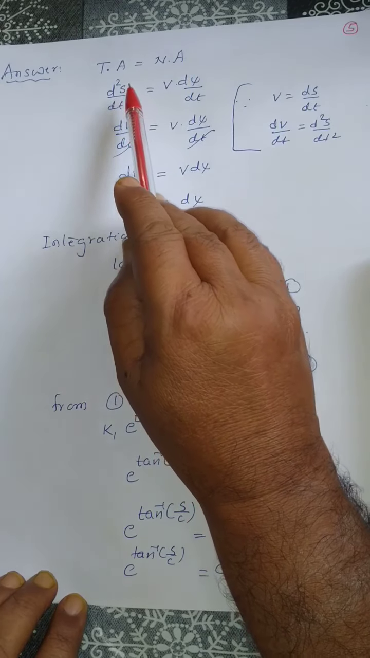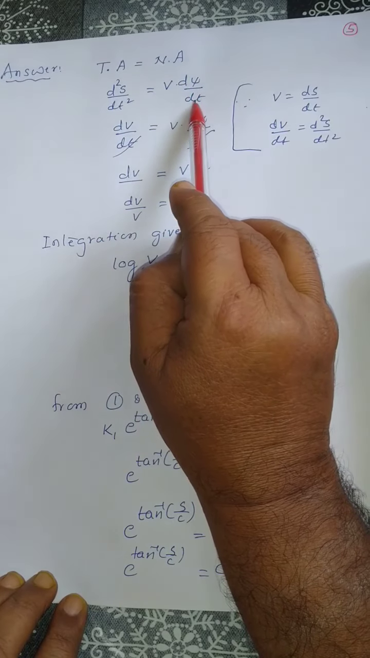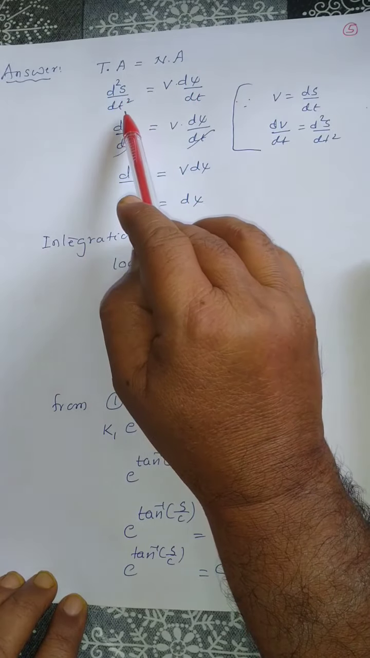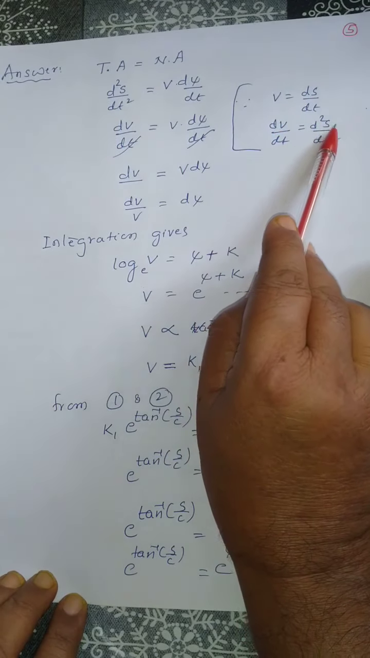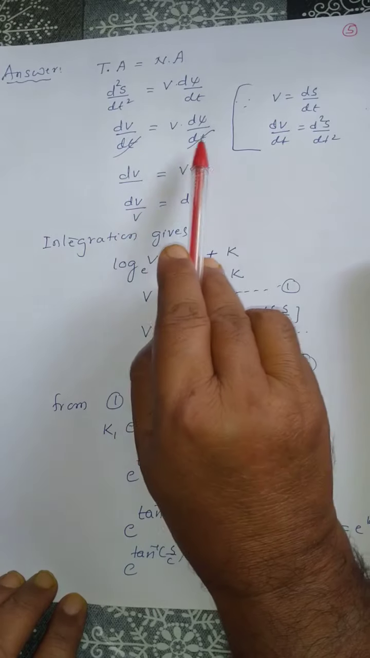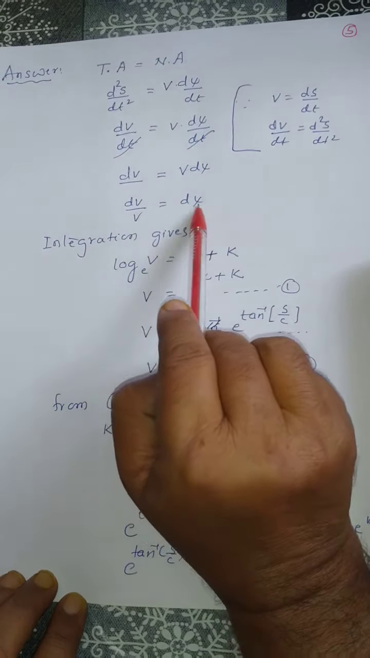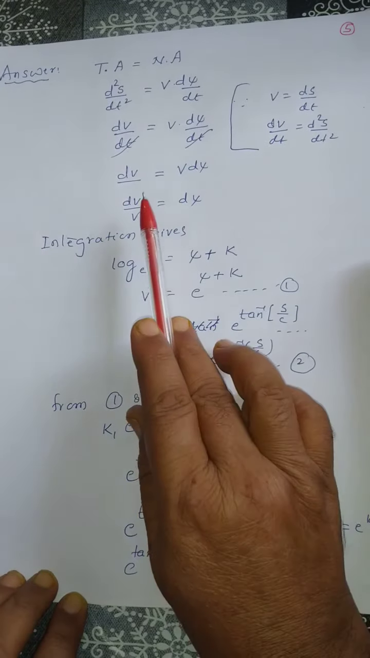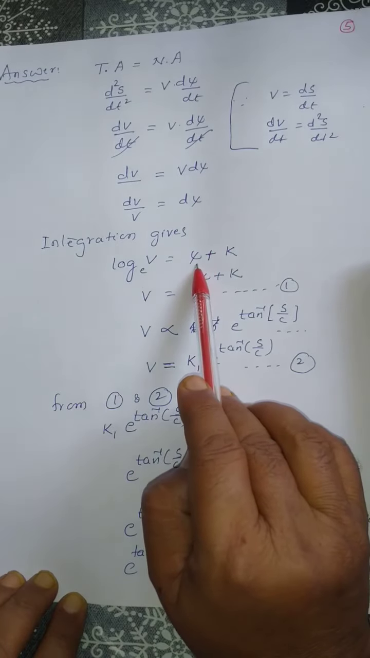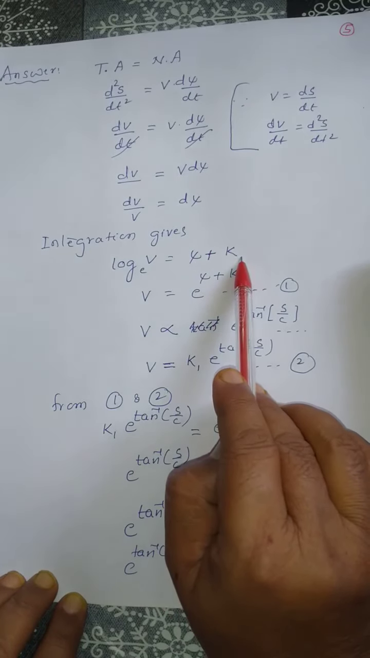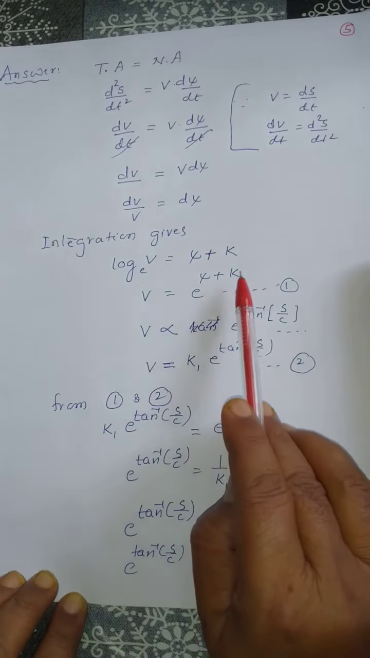It is d square s by dt square equal to v d psi by dt, the normal acceleration. So d square s by dt square is nothing but dv by dt, because v is ds by dt. So on both sides dt cancels, dv equals v d psi. Separate the variables. Integration of 1 by v is log v. Integration of d psi is psi plus integration constant k. Remove the log. v equals e raised to psi plus k.